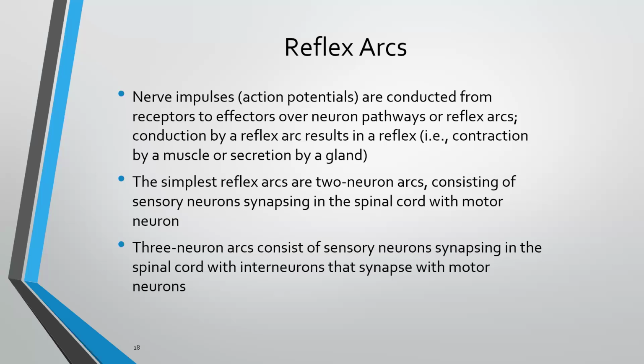And then what is a 3-neuron arc? That consists of 3 different types of neurons: sensory neurons, motor neurons, and interneurons. So the reflex arc involves a direct pathway from sensory neurons to motor neurons, and it enables quick responses like muscle contraction or gland secretion.